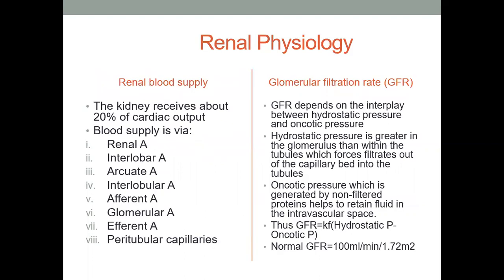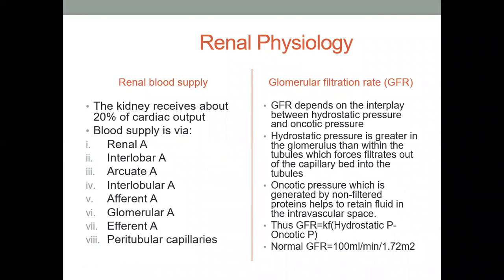Renal physiology: the kidney receives about 20% of the total cardiac output. And the blood supply is by these following arteries, like we can see. For the kidney to receive 20% of cardiac output, anything that affects cardiac output, systemic vascular resistance, will have a huge impact on renal perfusion. And this is one of the predisposing factors for development of acute kidney injury.